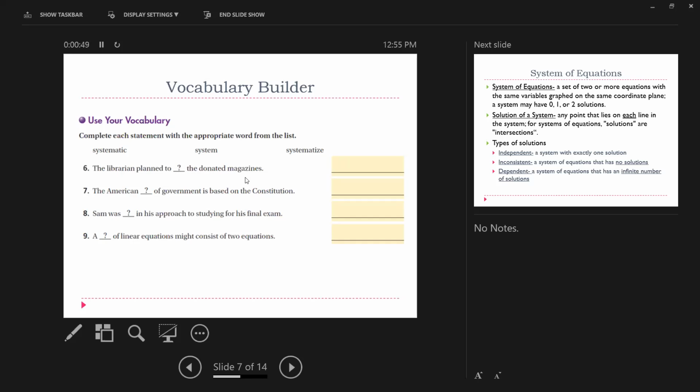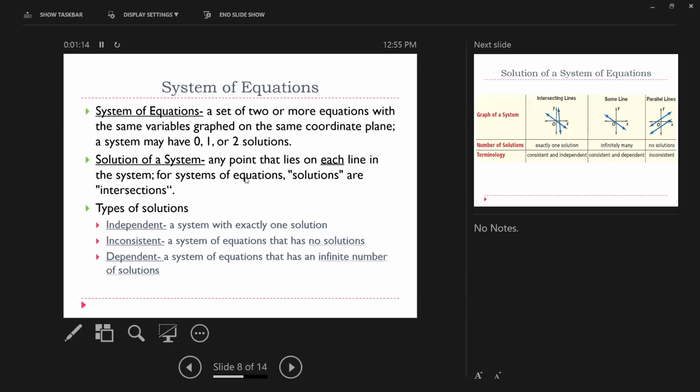The American system of government is based on the Constitution. Now, that's pretty obvious. Sam was systematic in his approach to studying for his final exam. Systematic means you have a routine. You have habits that you follow. You go step by step. But we're talking about a system. A system of linear equations might consist of two equations.